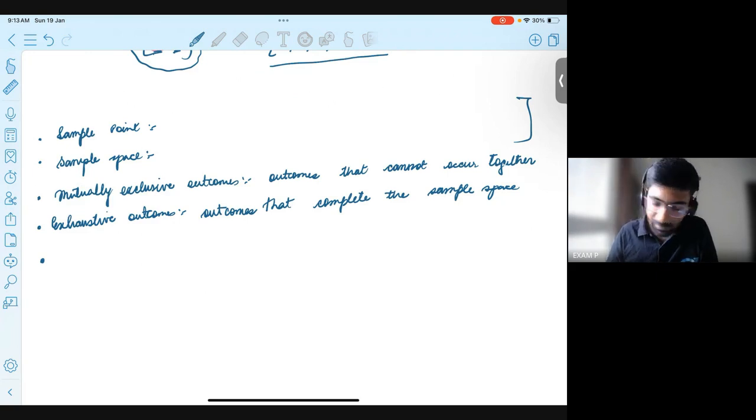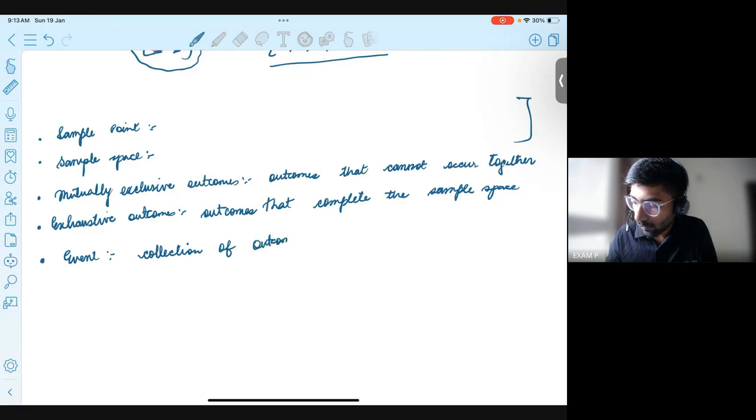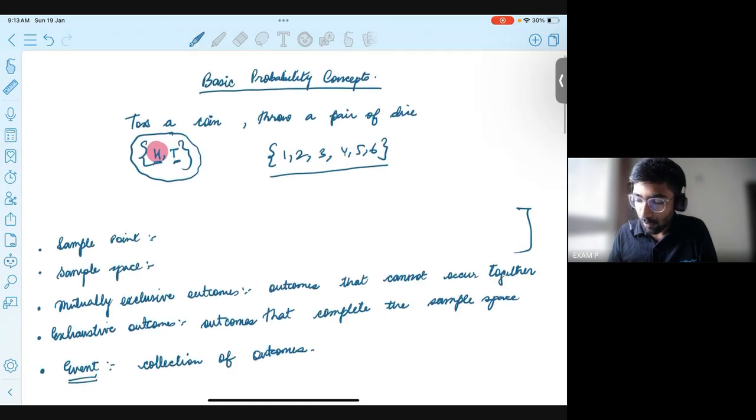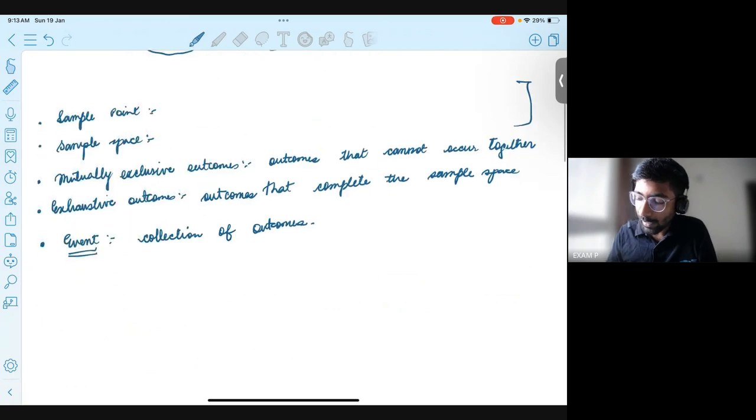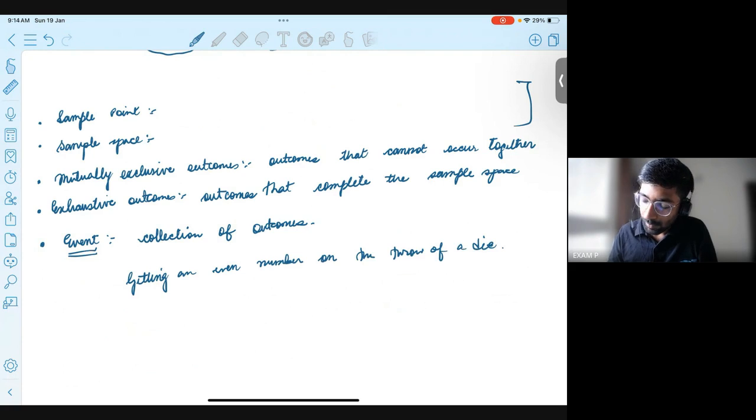Okay, moving ahead, what is an event? An event is basically a collection of outcomes. How is it a collection of outcomes? For example, when you throw one die, if I tell you that getting an even number on the throw of a die is an event. Similarly, if I tell you getting an odd number, that would be another event.